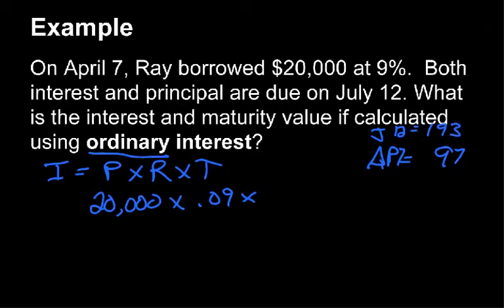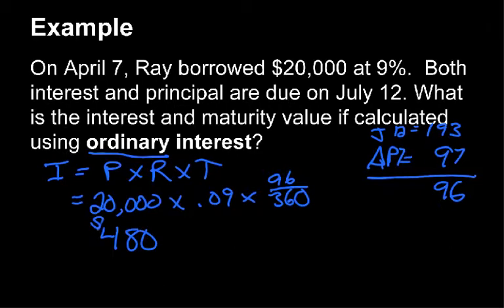So if we subtract the first date, April 7th, from July 12th, we'll find out how long this loan is for, which comes out to be 96. So we have a 96-day loan, which if we put this over our fraction here, out of 360, because again we're using ordinary interest, and then multiply all of that together, we end up with $480. Now again, that's the interest.